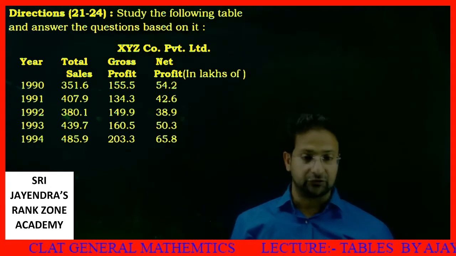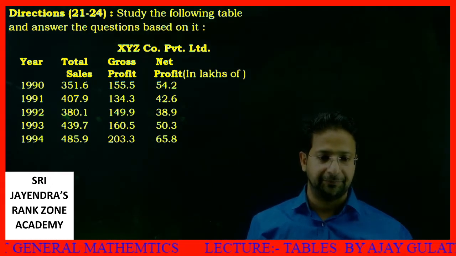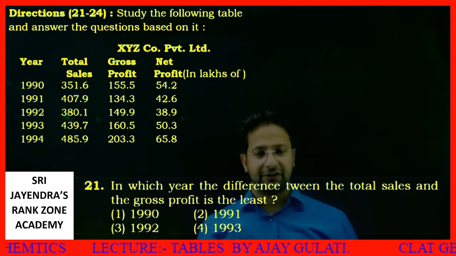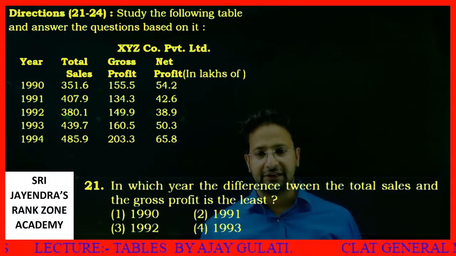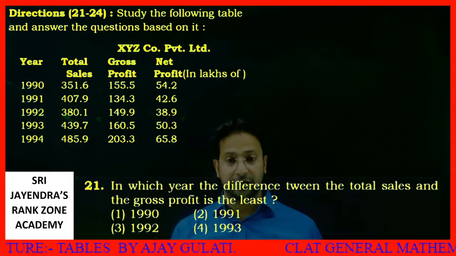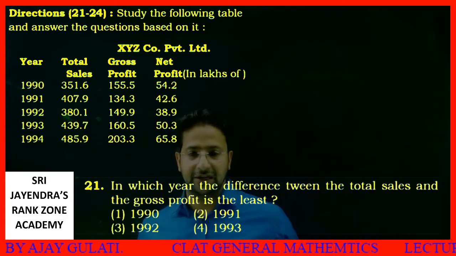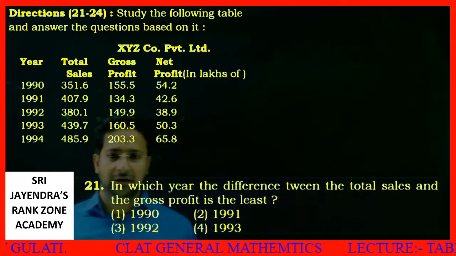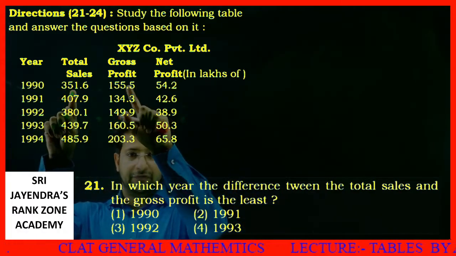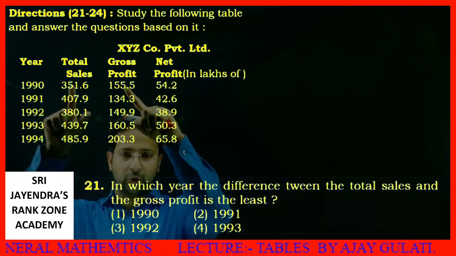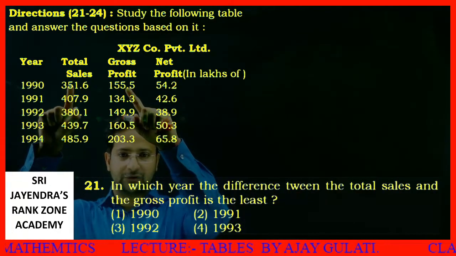Let's start with the first question. The first question says, in which year the difference between the total sales and the gross profit is the least? We have to tell in which particular year the difference between the total sales and gross profit is least. Okay, let's start with this. 151, 351 and 155. This difference is near about 200. Okay, total sales and gross profit.